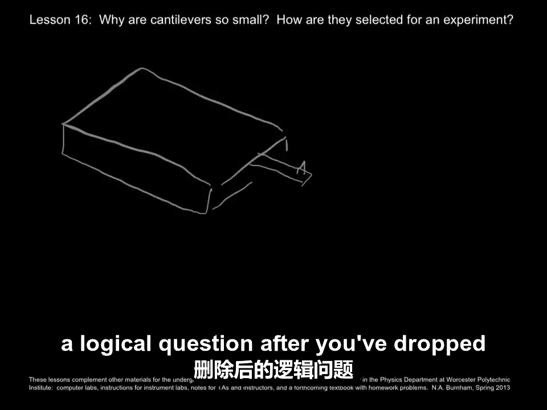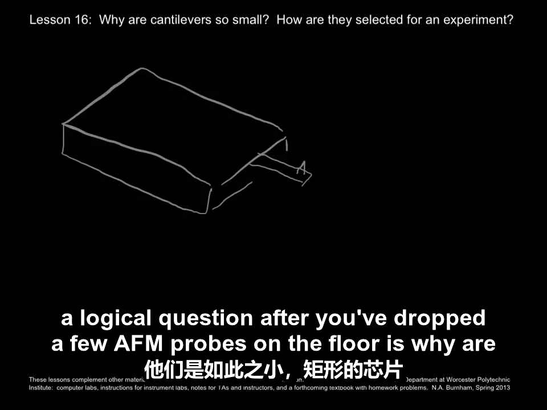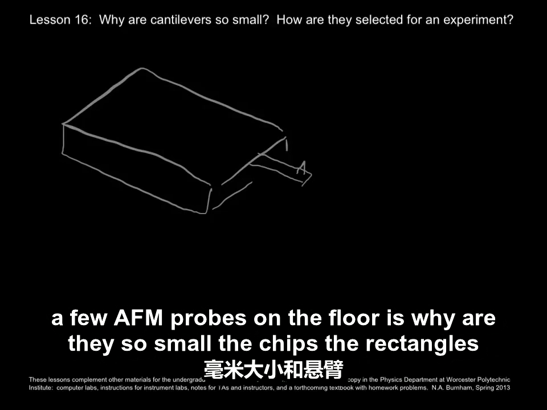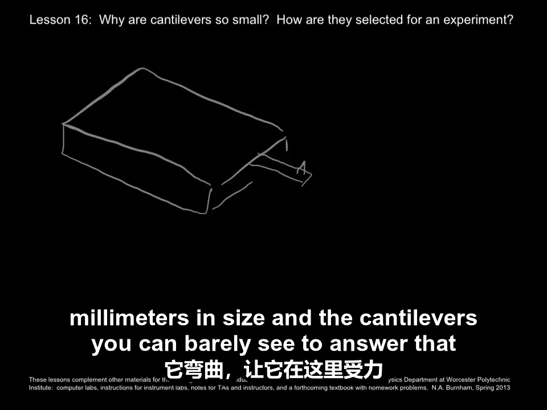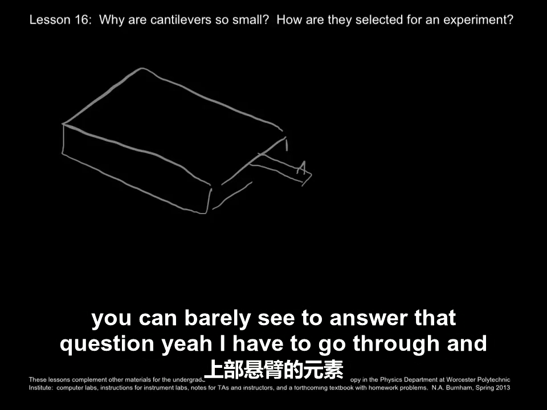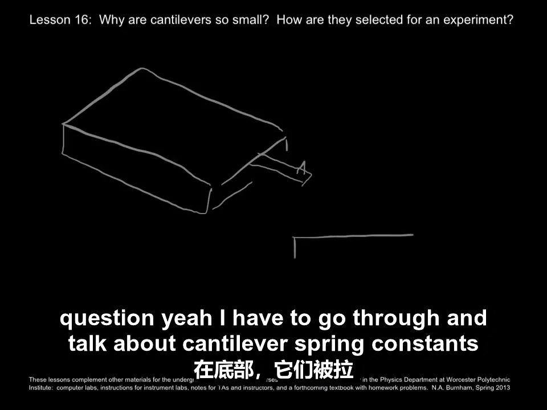A logical question, after you've dropped a few AFM probes on the floor, is why are they so small? The chips, the rectangles I've sketched here, are a few millimeters in size, and the cantilevers you can barely see. To answer that question, I have to talk about cantilever spring constants.